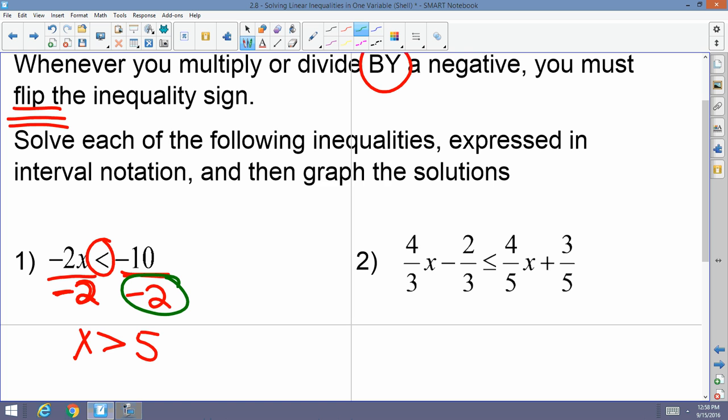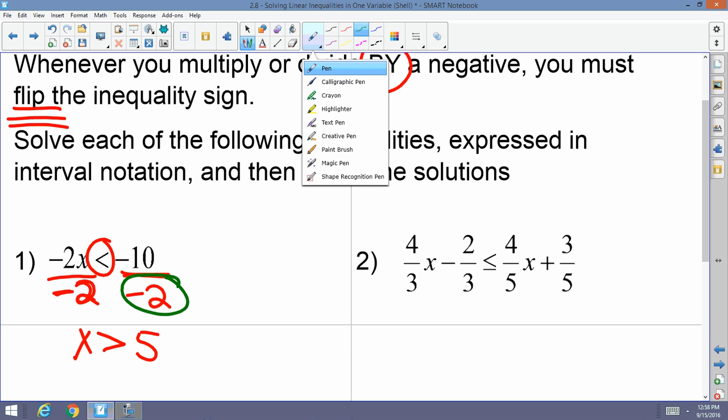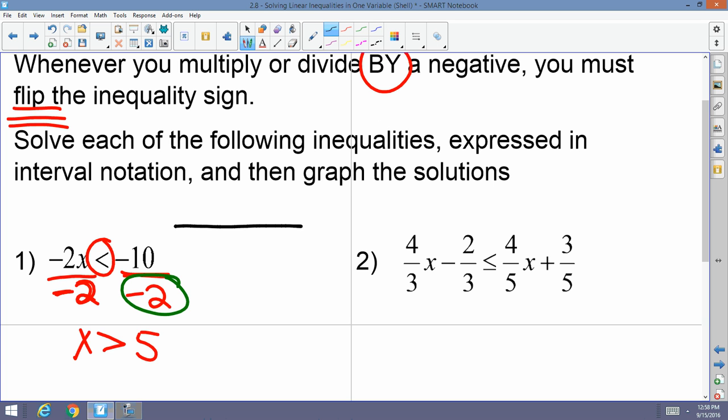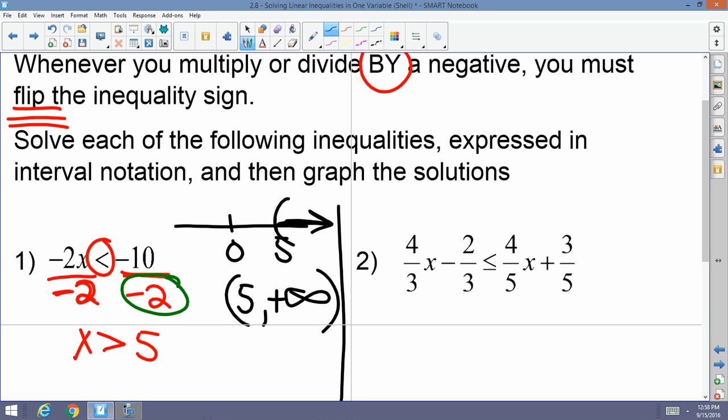Interval notation, well, in order to get interval notation, I'm going to graph it first. So here's 0, here's 5, parentheses, it's greater than. Now the interval notation is pretty much written for you. You have a parentheses 5, and I'm going to positive infinity forever. Boom, done. Here's the solution, here's the graph, here's interval notation.